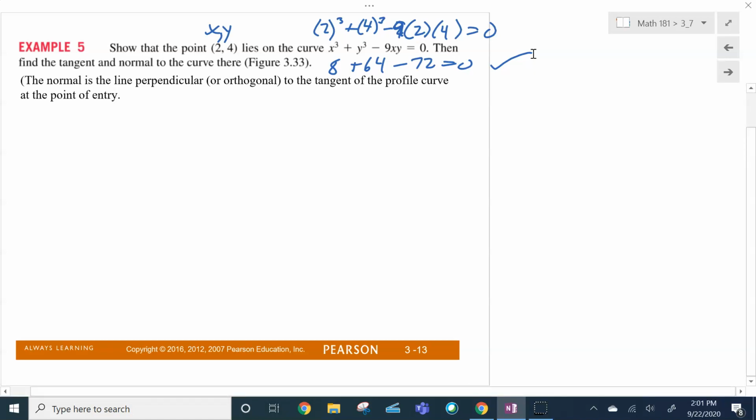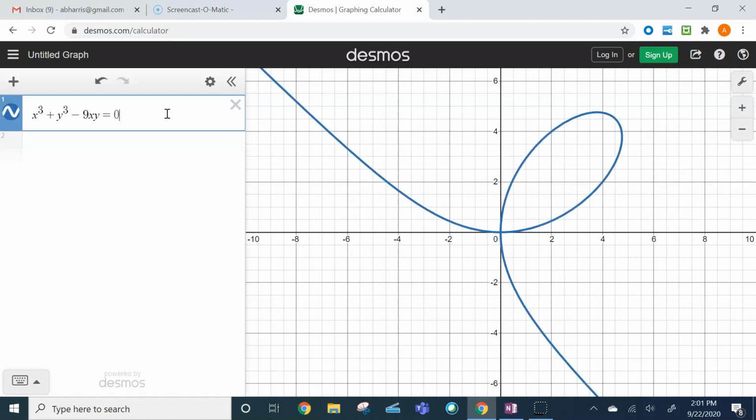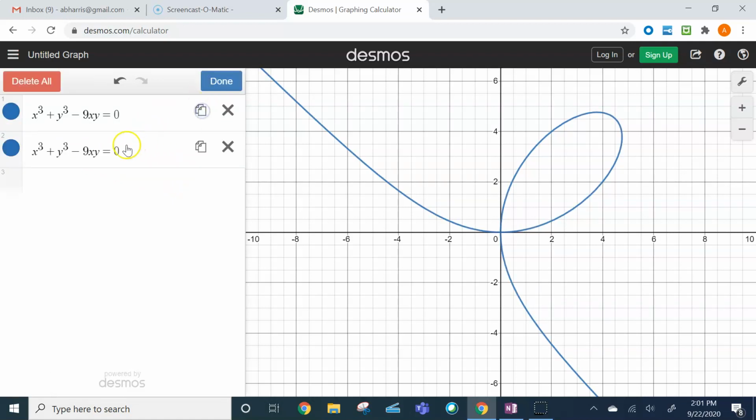x cubed plus y cubed minus 9xy equals 0. So here's Descartes' folium. And then, you know what, let me put on there that point (2, 4).